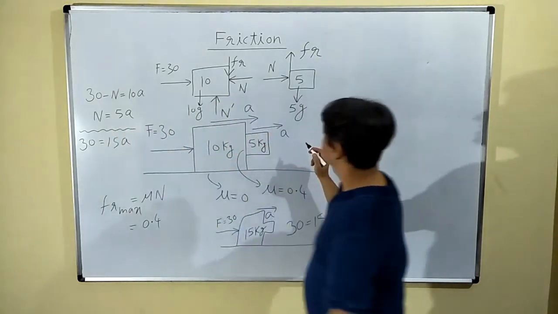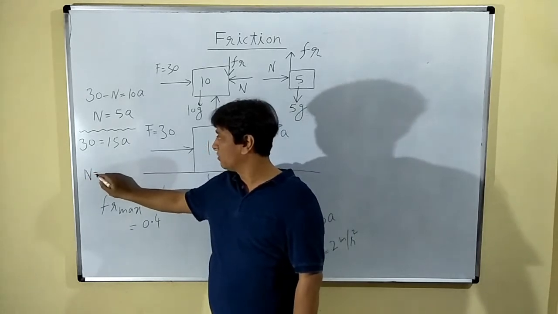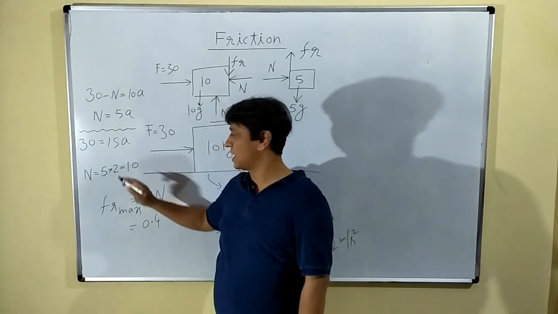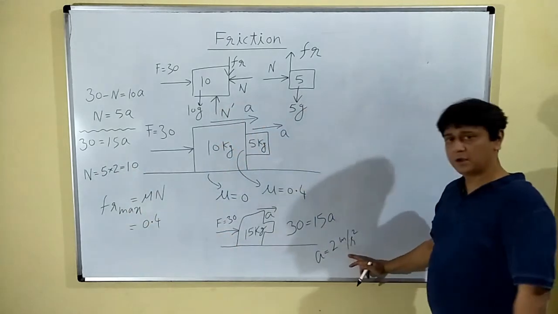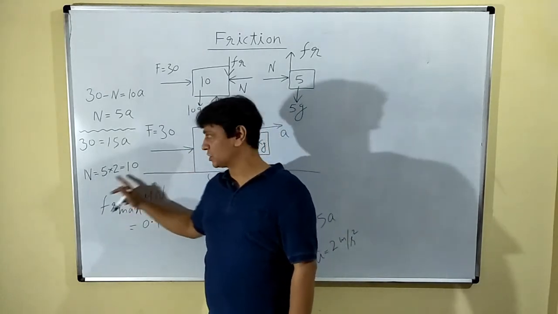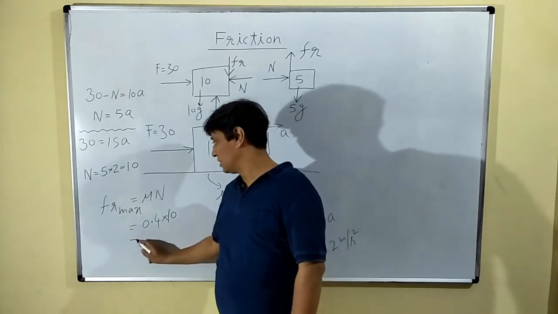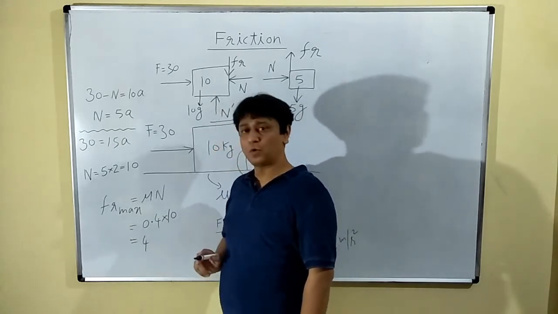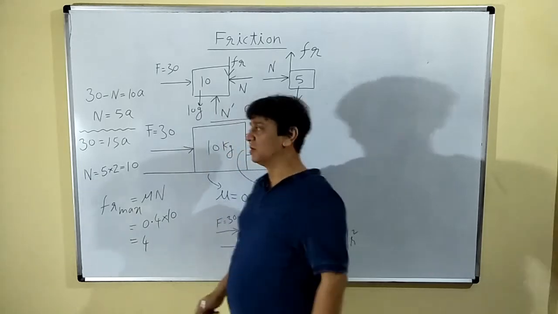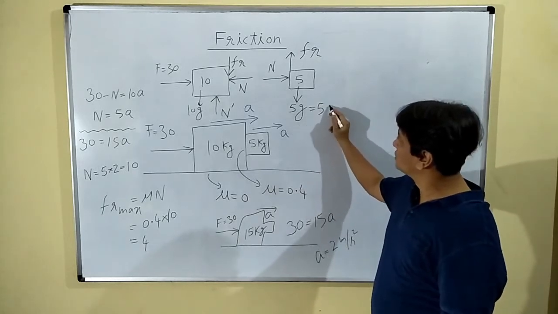Normal reaction. Iska matlab jo normal reaction hai, us normal reaction ki value kya aa rahi hai? 5 into 2 which is what? 10. We found a, put this value of a in this equation, you got the value of N. Once you got the value of N, 0.4 into 10 is what? 4. What is 4? FR maximum. Ab yahan par kitna hai downward force? 50.